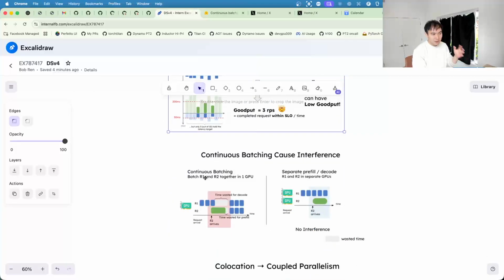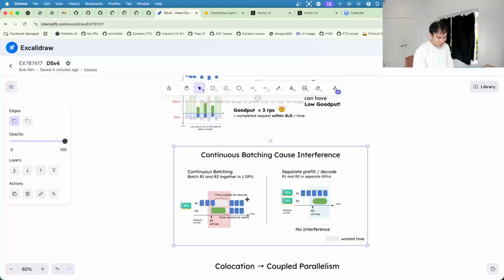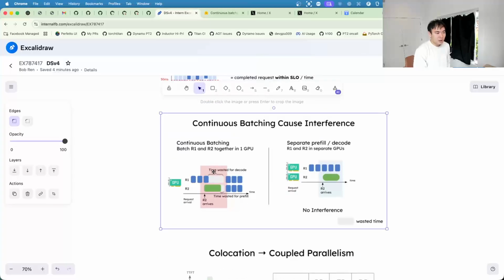And like we were saying about interference, what is the core problem? If you're going to continuously batch these things together, you run into a problem where either the prefill takes longer than the decode, in which case the decode has this wasted latency. It could have done its next token, but instead it has to wait for the prefill to finish, or the prefill has to wait for the decode to finish. So you have this interference, whereas if you have it on separate GPUs, then there's no interference.